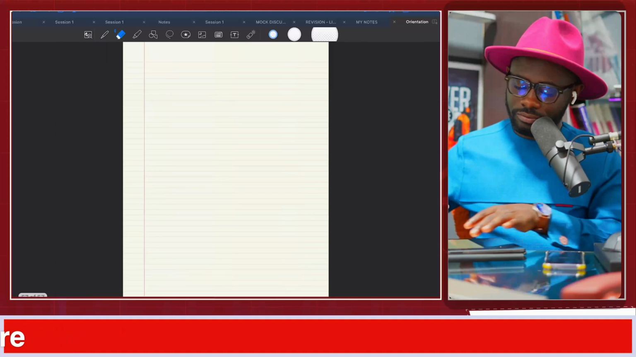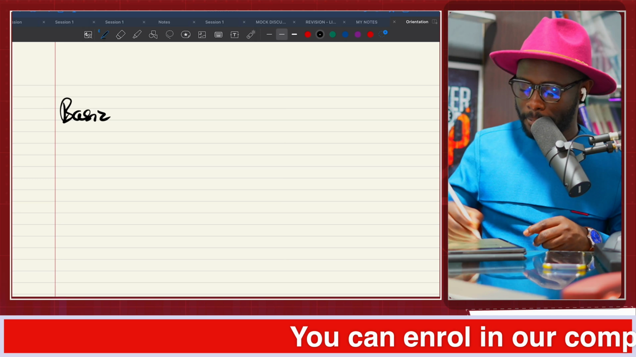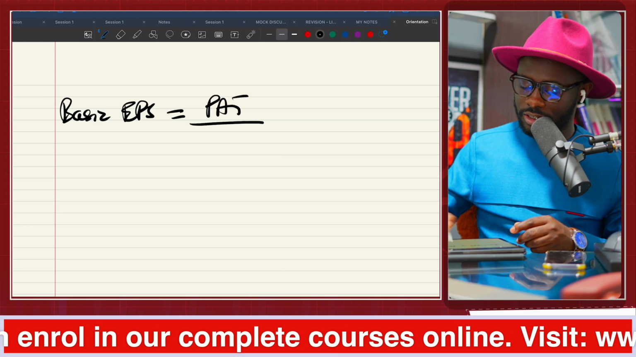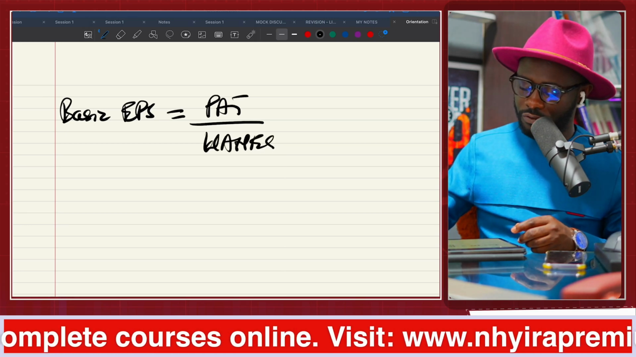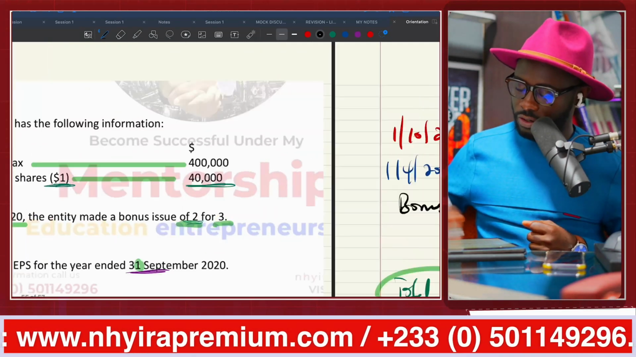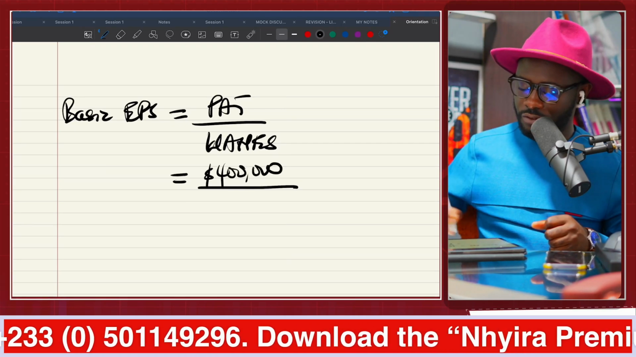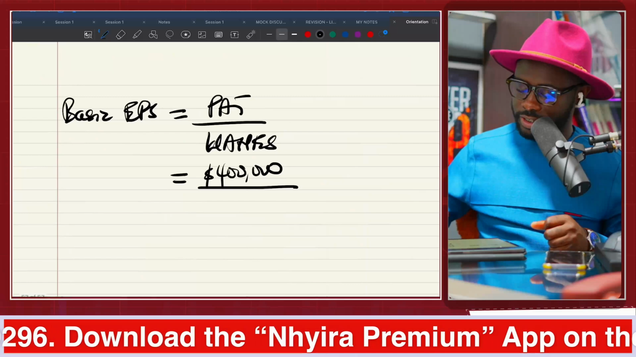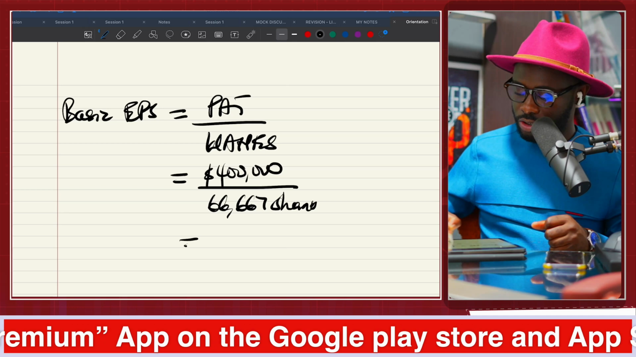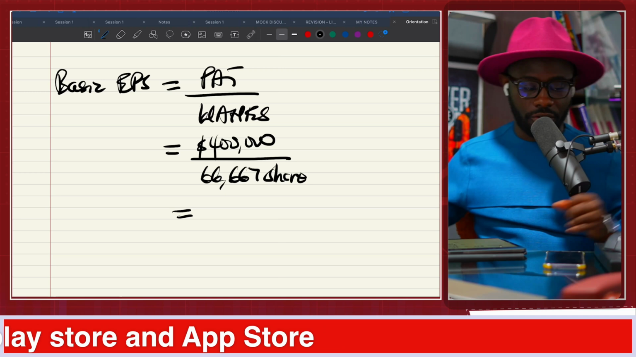So now that we have this, we can calculate our basic earnings per share. So our basic earnings per share will be our profit after tax divided by our weighted average number of equity shares. And we can work that out. Profit is $400,000. The weighted average number of equity shares we just calculated, 66,667 shares. So we punch that out to get our answer for the period.